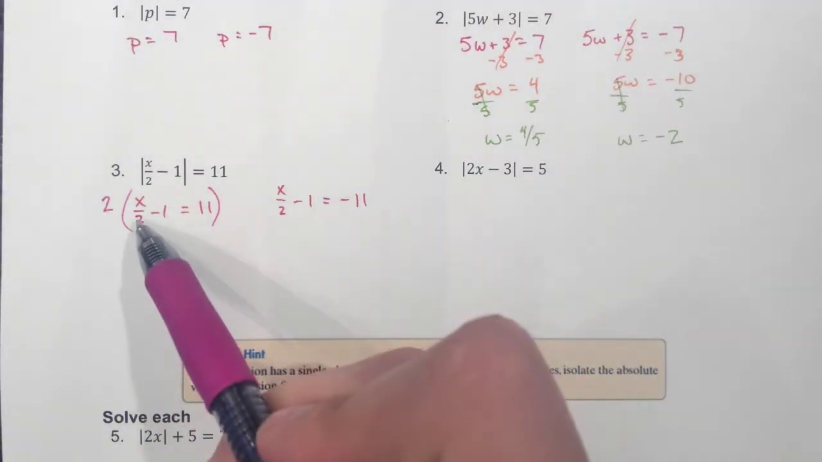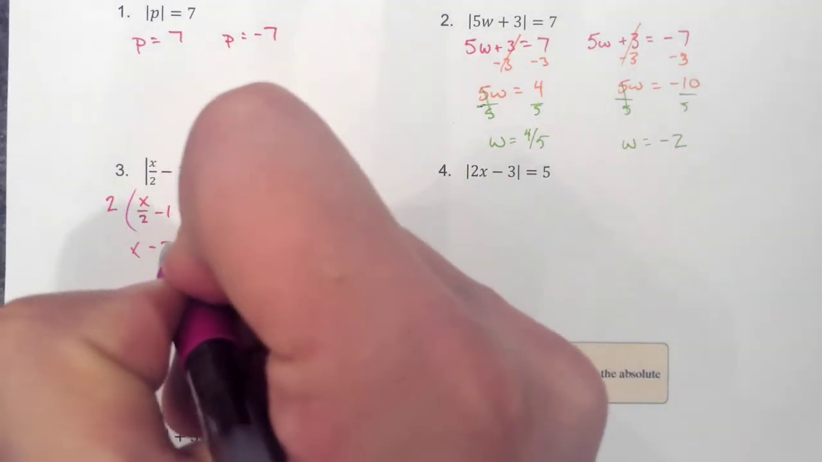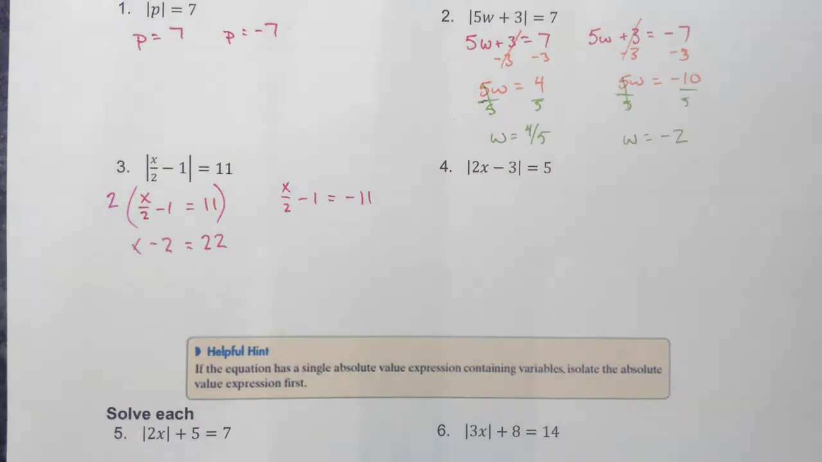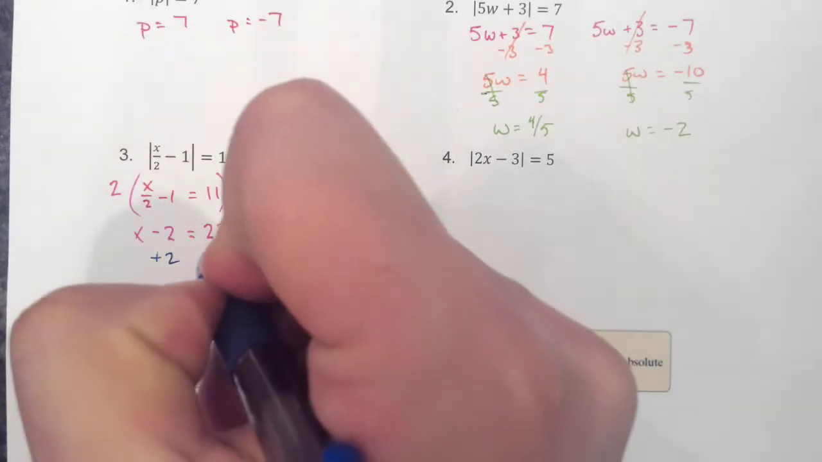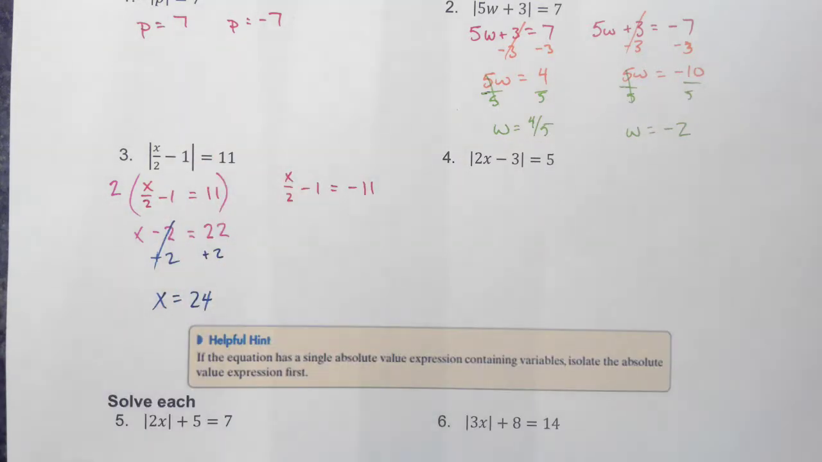So 2 divided by 2 is 1. 1 times x is still x. 2 times 1 is 2. And 2 times 11 is 22. So that's nice and easy to solve. You just have to add 2 to both sides. It looks like x equals 24 for our first solution.